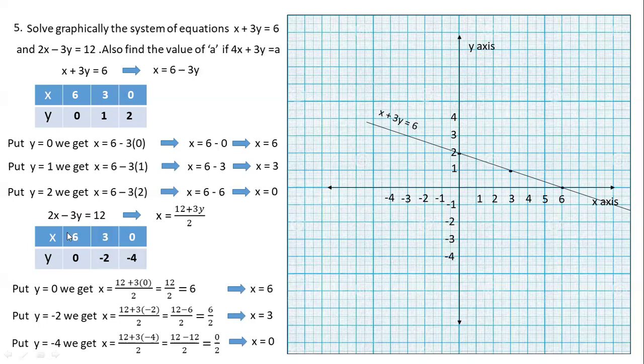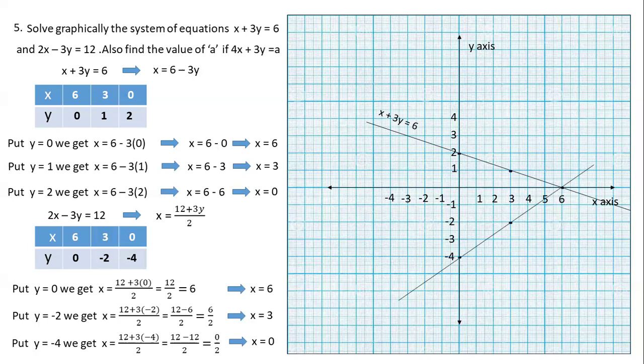Now let us take this. X is 6, y is 0, the same point. X is 3, y is minus 2. It is here. X is 0, y is minus 4. It's here. Join. Now see this graph, how it is.